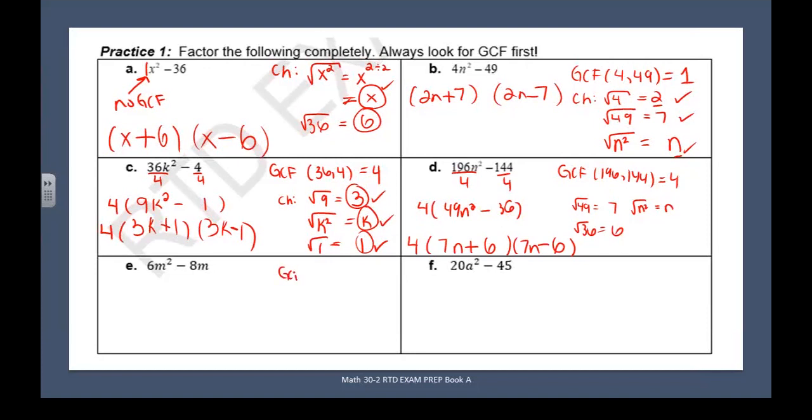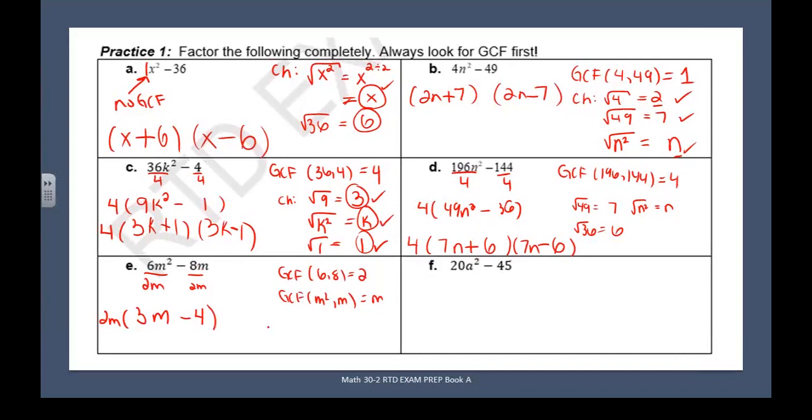Okay, next question. GCF of 6 and 8 is 2, but there's also a GCF of m squared and m, which is m. So don't forget the variables at the same time. So I'm going to divide both by 2m. So 2m on the outside. 6 divided by 2 is 3. m squared divided by m is m, minus 8 divided by 2 is 4. m divided by m is 1.